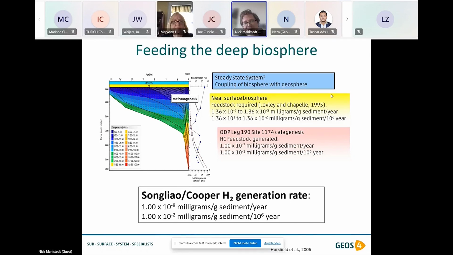Nevertheless, the high generation temperatures for hydrogen above 200 degrees of course fully preclude in situ utilization by the deep biosphere, because above 80 degrees, more or less everything is pasteurized. But it is thinkable that the generated hydrogen migrates along faults or via unconformities into shallow horizons where it could be degraded by the deep biosphere.